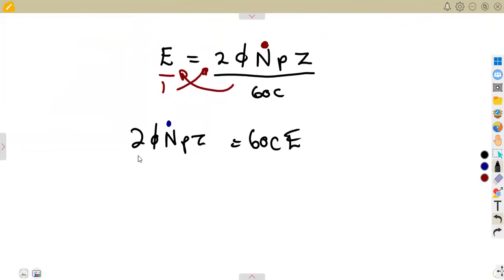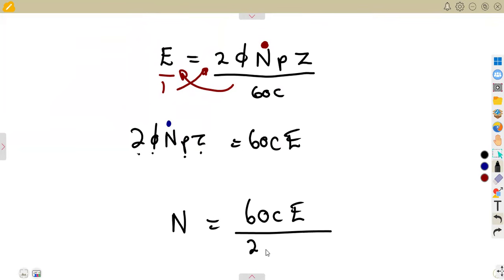So you're going to divide by the 2, the flux, the P, and the Z to remain with the speed this side. That means we divide by 2, the flux, the pair poles, and the number of conductors. So that is, we've got our N as the subject. Having the 60 here means this speed is in revolutions per minute. So this N that we are going to calculate is going to be in revs per minute. The answer that you're going to obtain is automatically in revs per minute.